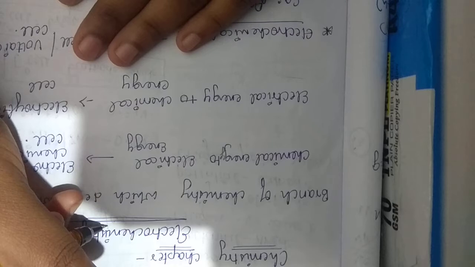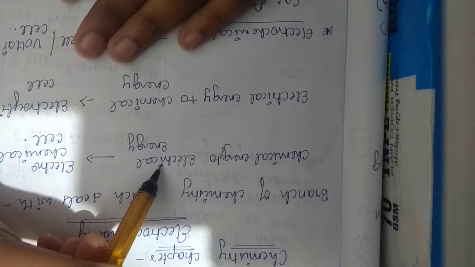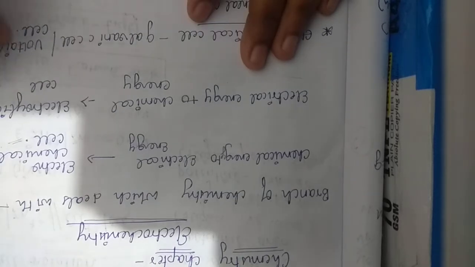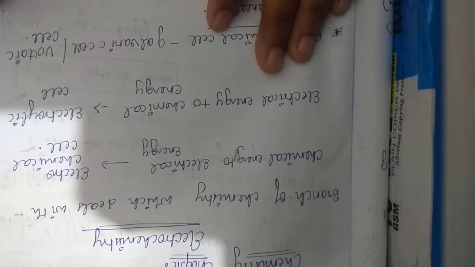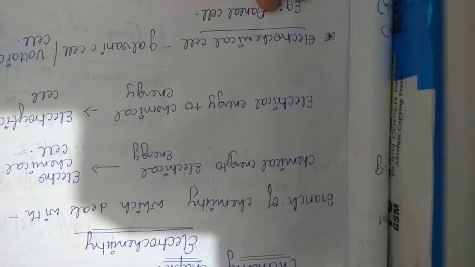Now electrochemistry comprises two things. The first thing is converting chemical energy to electrical energy, which is done by a cell known as an electrochemical cell. And the next one is electrical energy to chemical energy, which is done by an electrolytic cell. These two things compose electrochemistry. It is a branch of chemistry which deals with chemical energy to electrical energy to chemical energy.